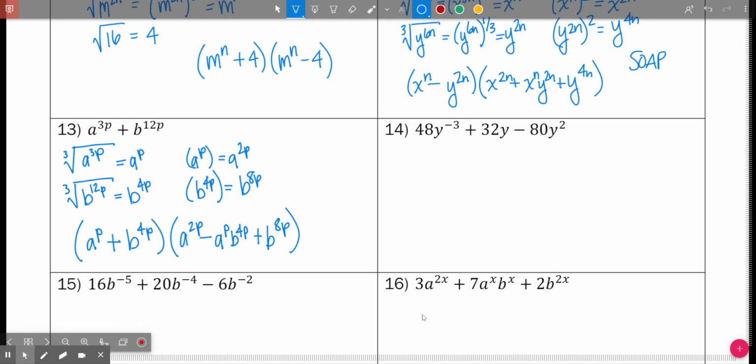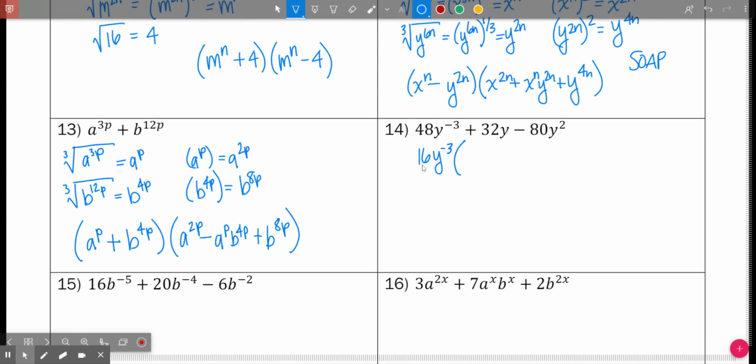Number 14 looks scary, but it isn't. I don't want this y to the negative third. That makes it very complicated to multiply. So since I don't want it, I'm going to make it go away. Anything that I want to make go away, I'm just going to factor out. And between 48, 32, and 80, I have a 16 in common. I'm going to divide everything by 16y to the negative third.